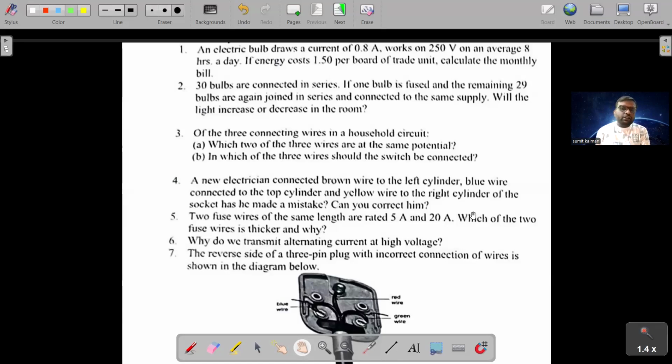So hello dear students, today we'll solve worksheet problems of current electricity. Problem number one: an electric bulb draws a current of 0.8 ampere, works on 250 volt on an average 8 hours a day. If energy costs 1.50 per Board of Trade unit, you have to calculate the monthly bill. So students, here we have to calculate the monthly bill.